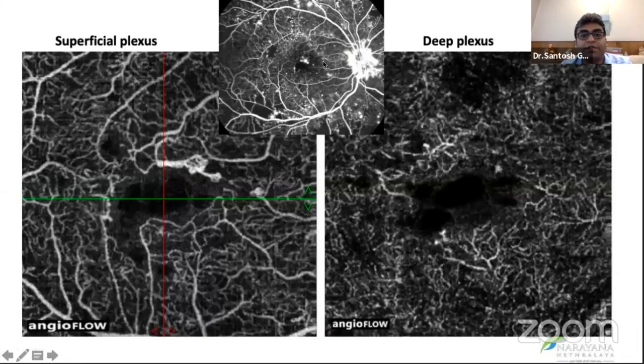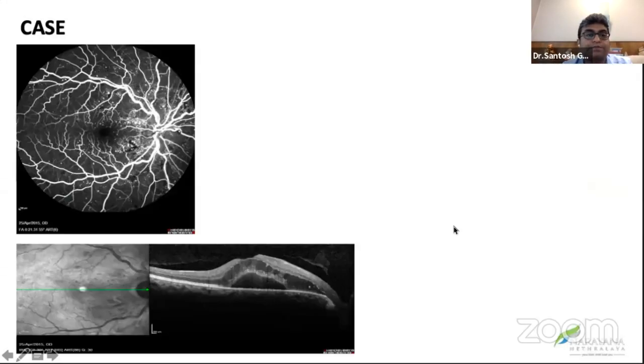This is a comparison with an FA, the angiography. We can see an aneurysmal dilatation here. This is the superficial capillary plexus. This is the deep one. We know that aneurysms can exist in the superficial as well as the deep capillary plexus. This particular aneurysmal dilatation is especially seen in the SCP, not in the DCP. But other aneurysms can be seen in the DCP, and we can see a change in the FAZ both in the SCP as well as the DCP.